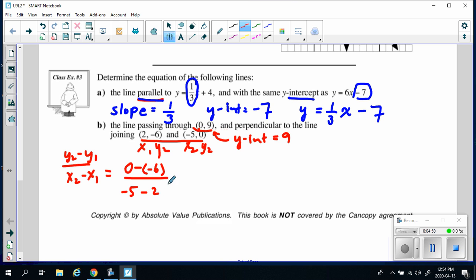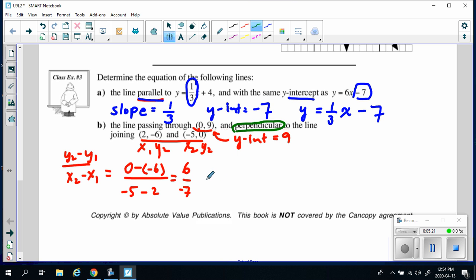Minus x1, which is 2. So we're going to have positive 6. Those two negatives cancel each other out over negative 7. So negative 6/7. Now, is that the slope that I'm interested in? No, because it says that it's not the same slope. It's not even parallel. It is perpendicular to the slope.